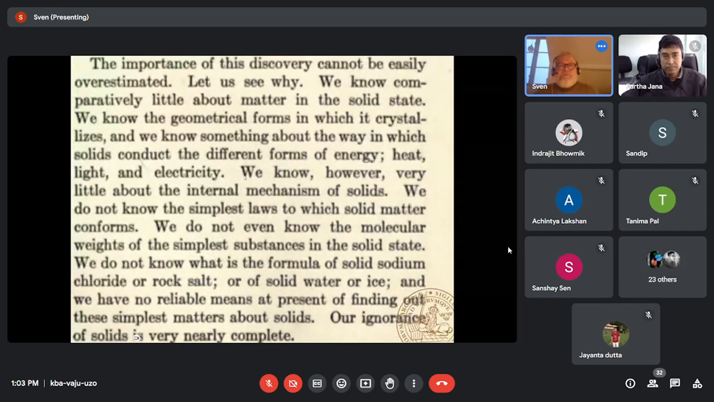So note, we know very little about the internal mechanism of solids. We do not know the simplest laws to which solid matter conforms. We do not even know the molecular weights of the simplest substances in the solid state. We do not know what's the formula of solid sodium chloride or rock salt, or of solid water, ice. And we have no reliable means at present of finding out these simplest matters about solids. Our ignorance of solids is very nearly complete. Now, that's an interesting statement because this is 1913.